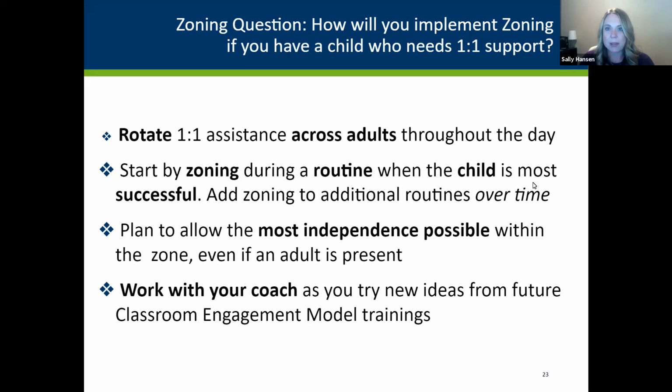The last question we get about zoning most frequently is, how can we do zoning for children who need at this time extra support or have a one-on-one paraprofessional written into their plan? So the first thing I want to say is we always trust our IEP teams. And if the IEP team has noted that a child needs one-on-one support, then we'll follow that. We also want to be working towards the least amount of support a child needs to be successful.